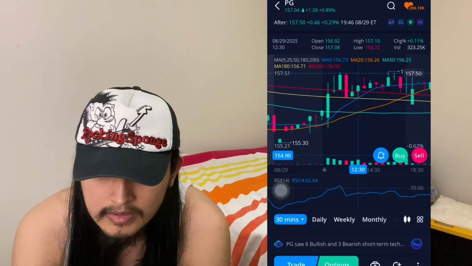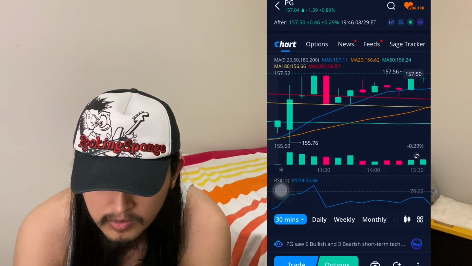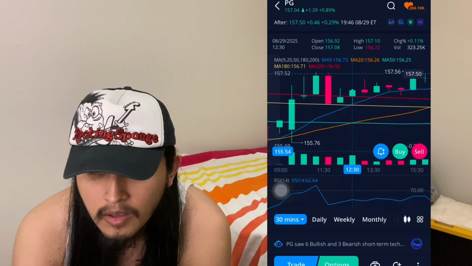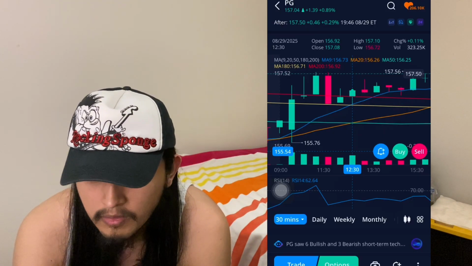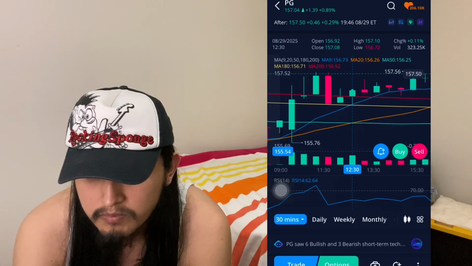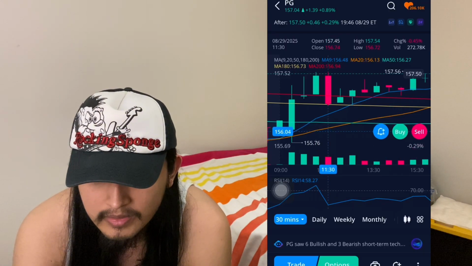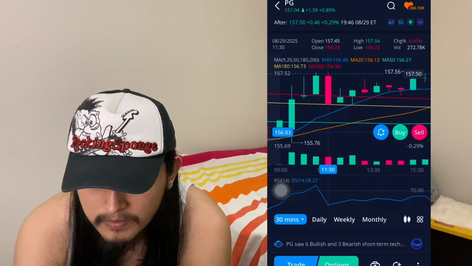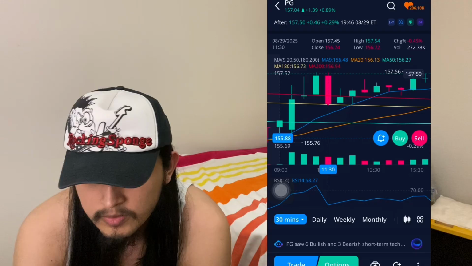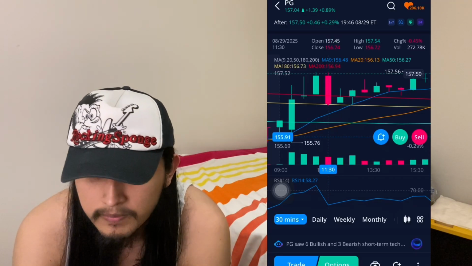So let's look, for example, right here, you could have bought PG call options as soon as it landed on the 9-day moving average here on the 1230 candle, and then your selling out point would be as soon as it reaches these previous highs of 157, and basically you could sell out your position once it reaches that resistance level of 157.